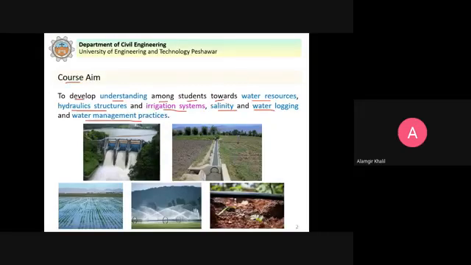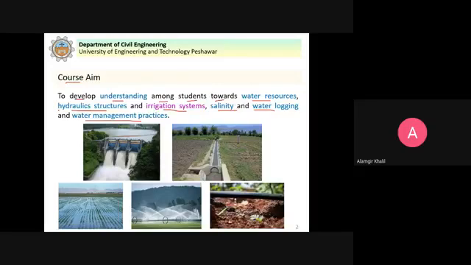As you have studied so far in the previous courses, especially in hydrology, we have the rainfall which comes down from the atmosphere to the surface of the earth, and then it appears as surface runoff or infiltrates into the ground surface and joins the aquifers. So we will study the different resources of water and hydraulic structures.